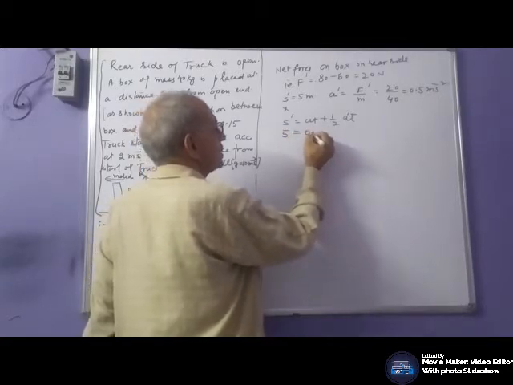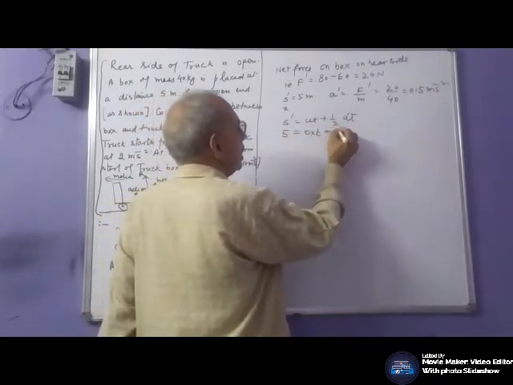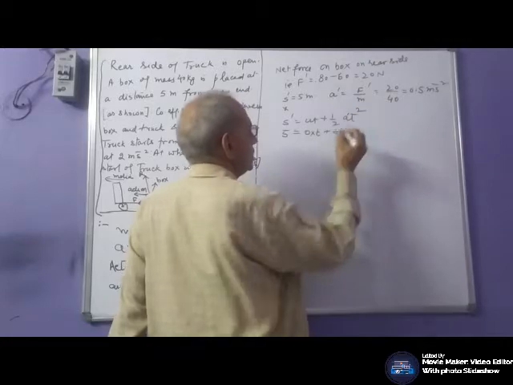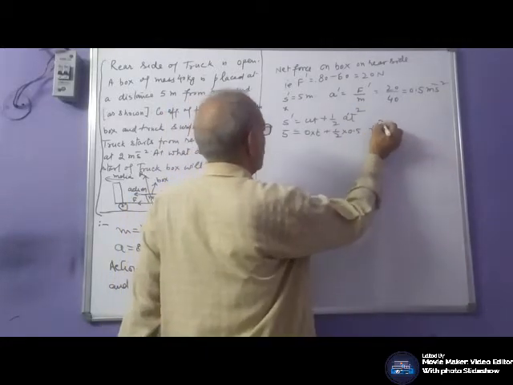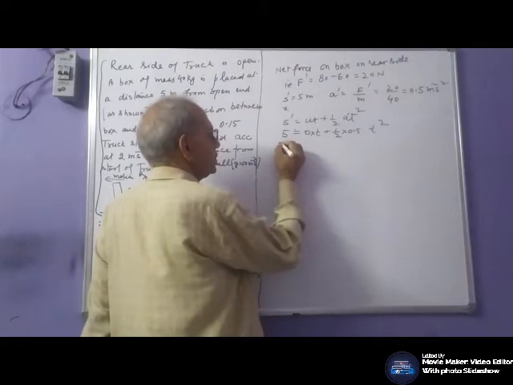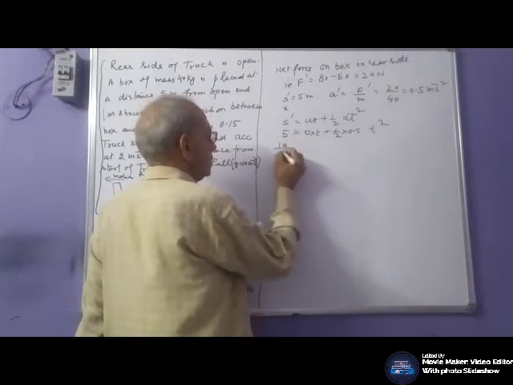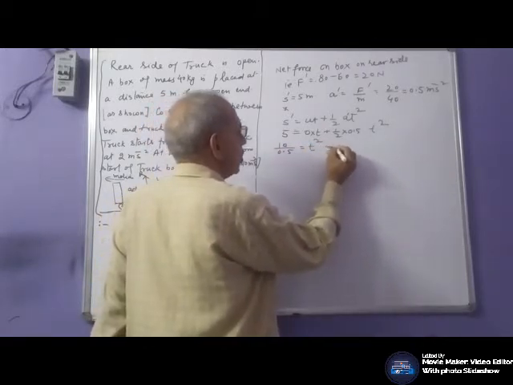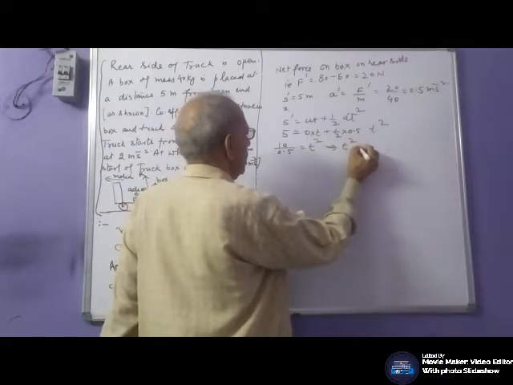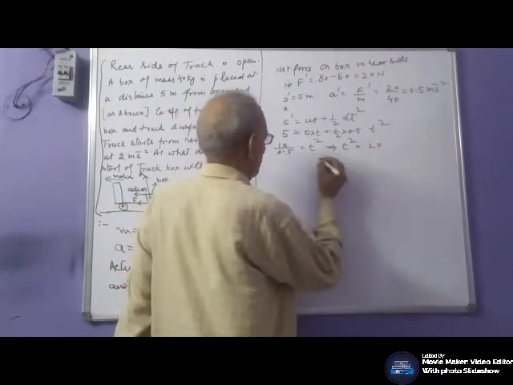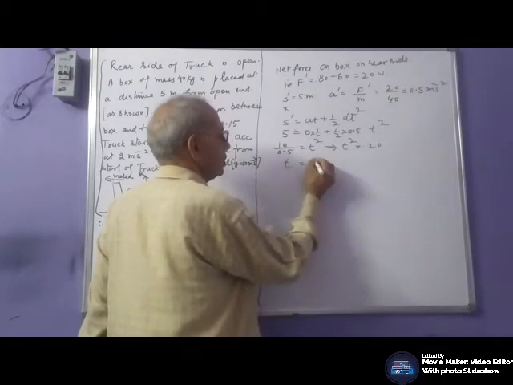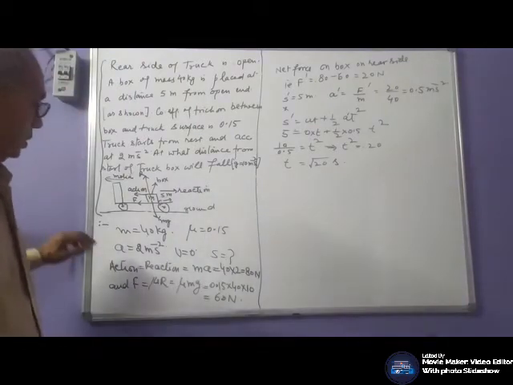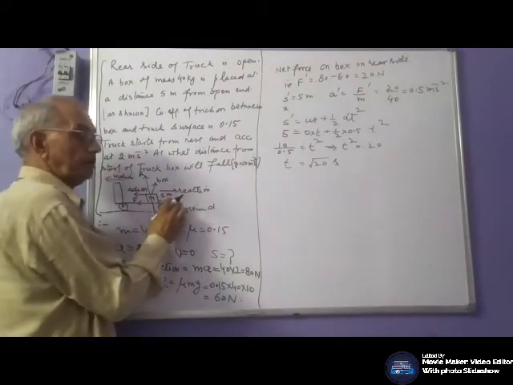Box was at rest. Half A dash, 0.5. What is this T square? It is 10. 0.5 T square, or T square is what? 20, or T is what? 20 root second. In this time the box will fall.